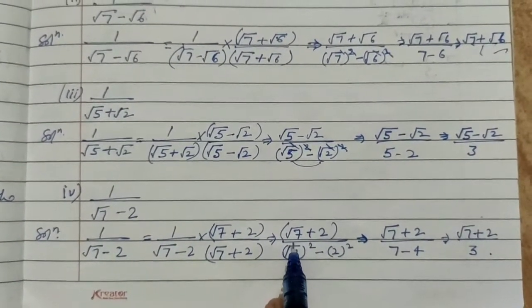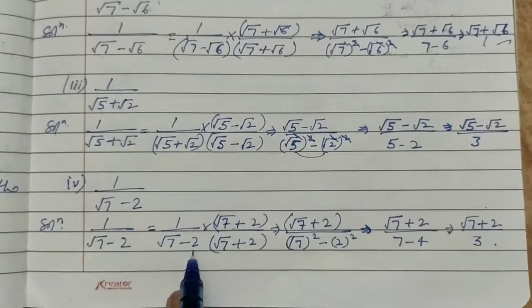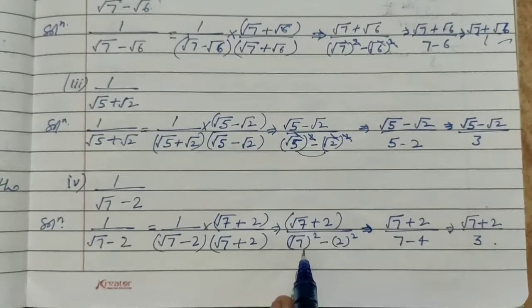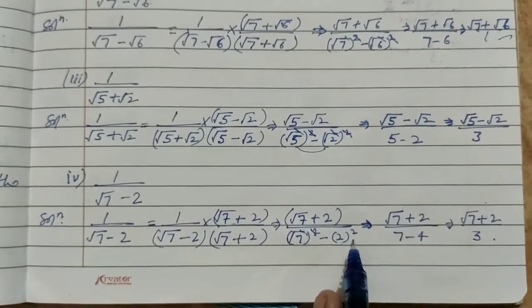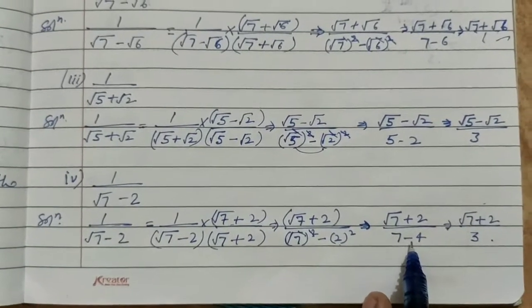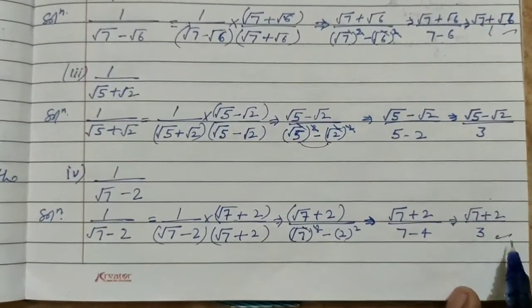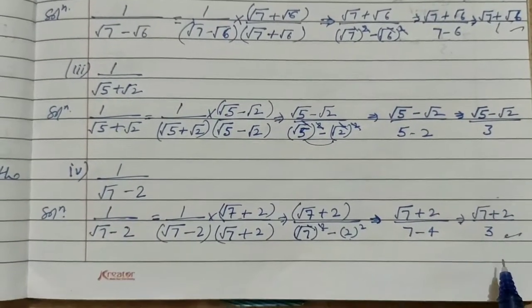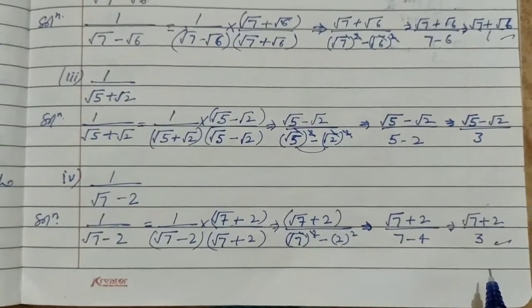So under root 7 plus under root 2 into 1 becomes under root 7 plus under root 2, and here you can see a minus b and a plus b will be a square minus b square. So this will be 7 minus 2 square become 4, so 7 minus 4, and numerator will be as it is, so under root 7 plus under root 2 upon 3. This is the required result, and this is all about part number 4 of question number 5 and all about the exercise 1.5.